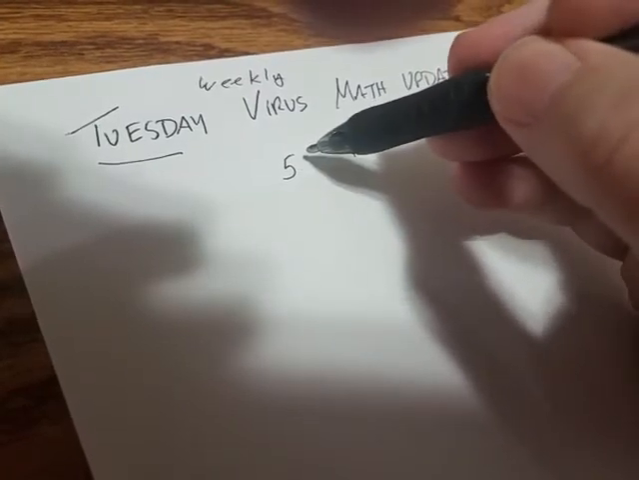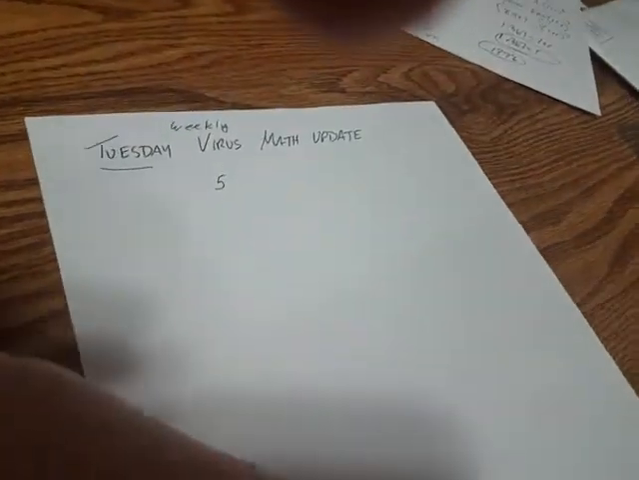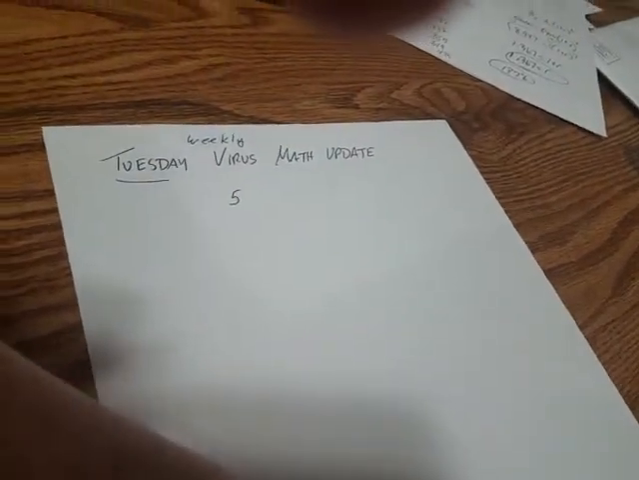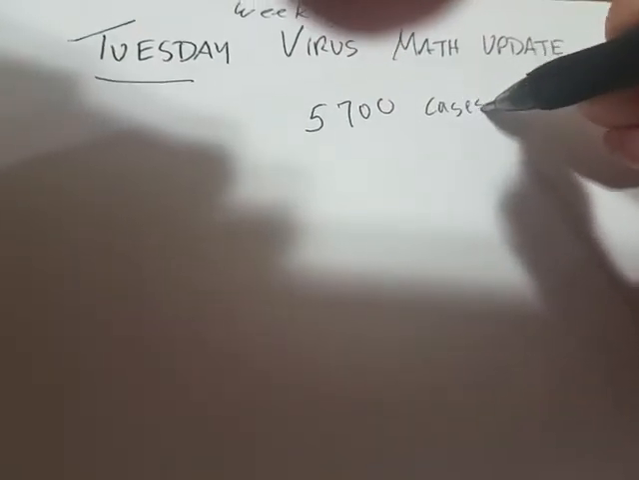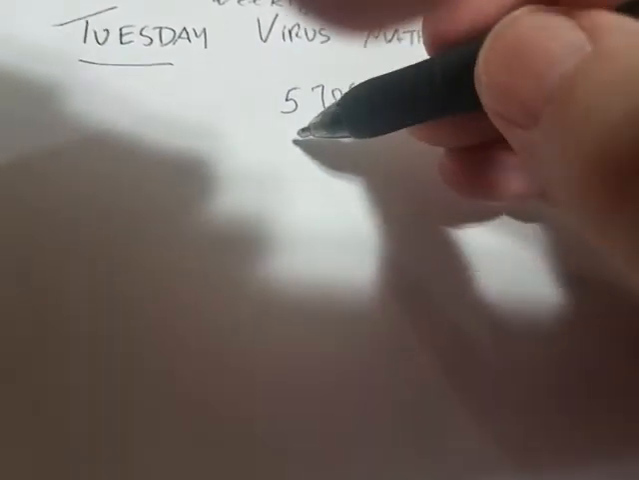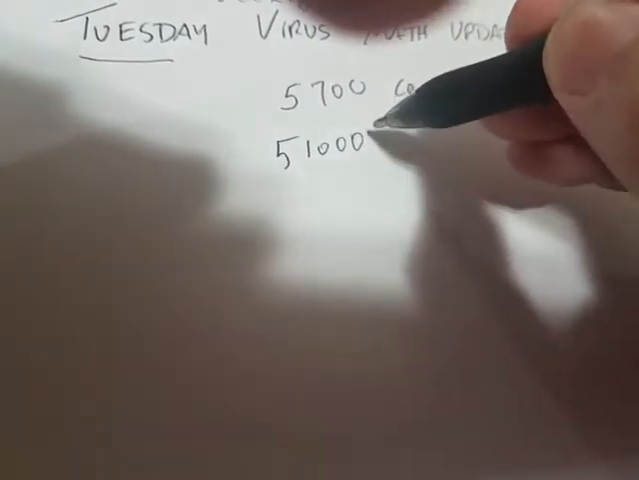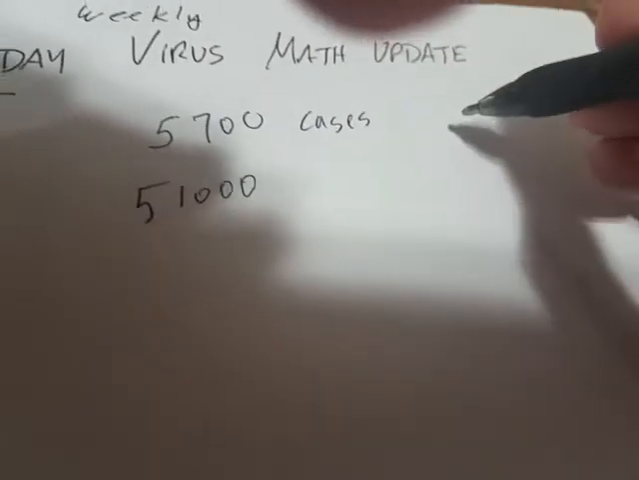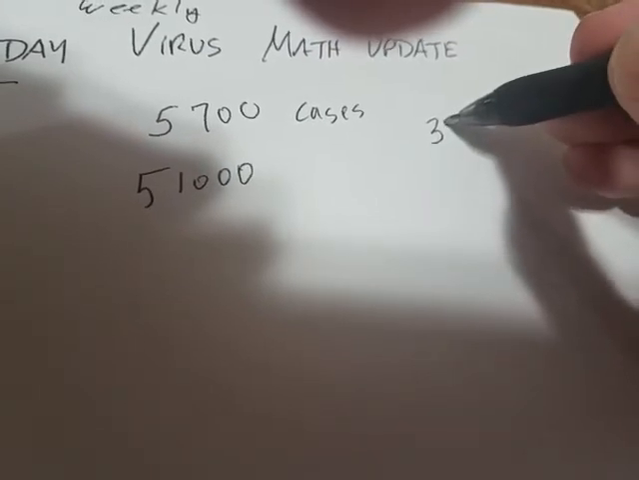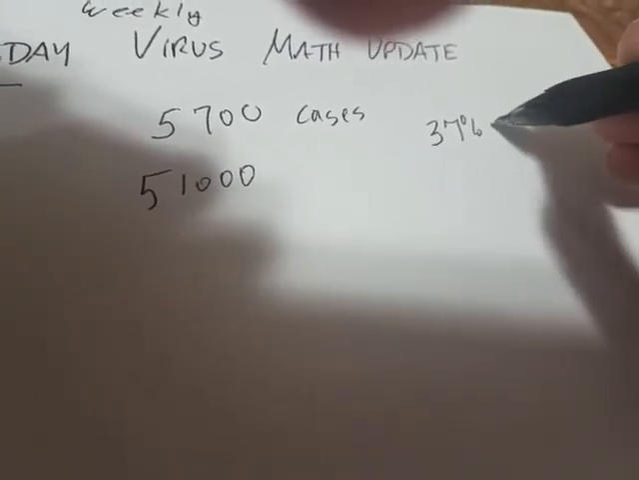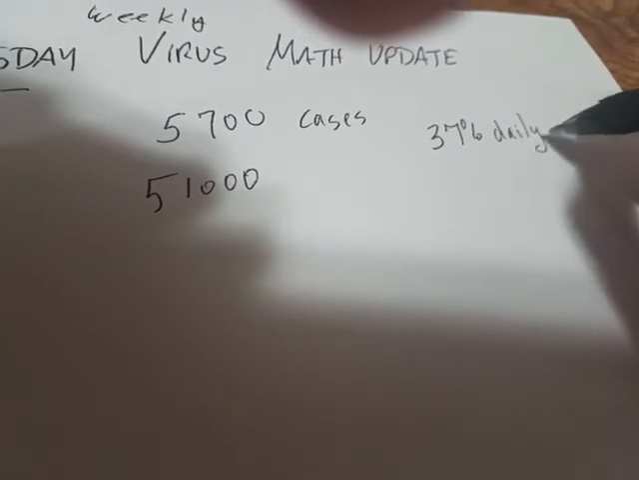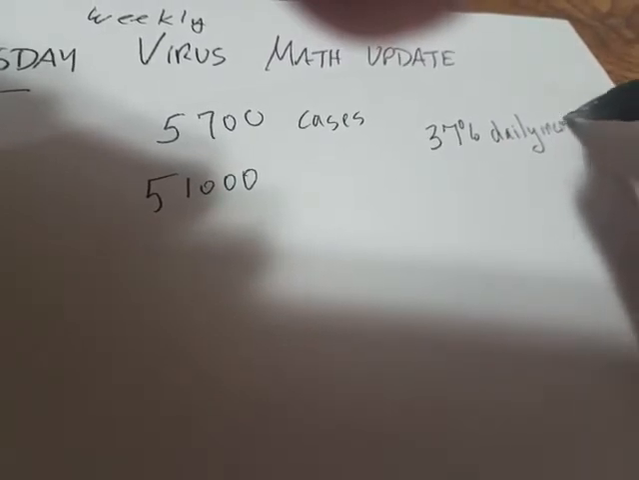Two weeks ago, I think the cases were, let me look. It was 5,700 cases for this virus. And then last week it was 51,000. And when we did the math, it came out to right around a 37% daily increase, exponentially.